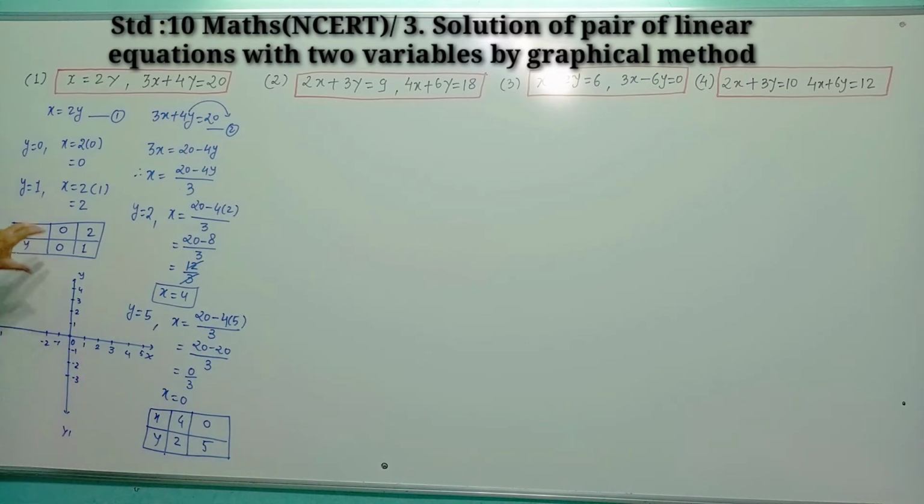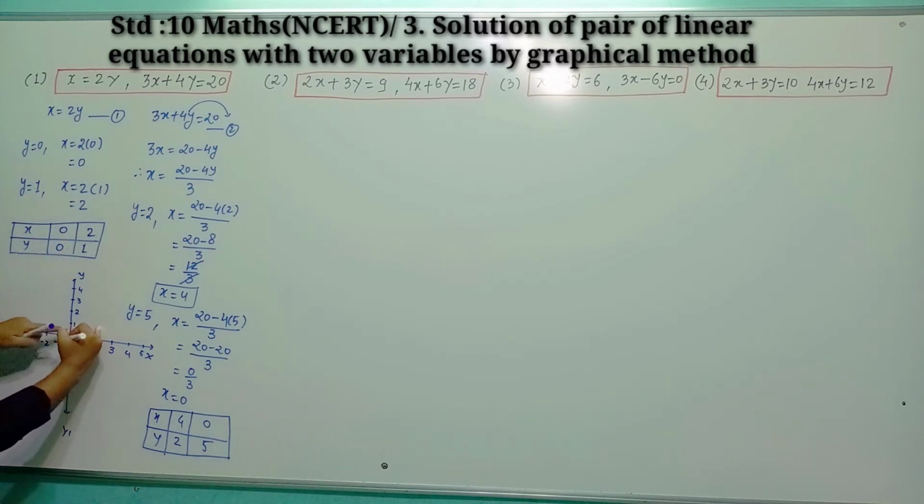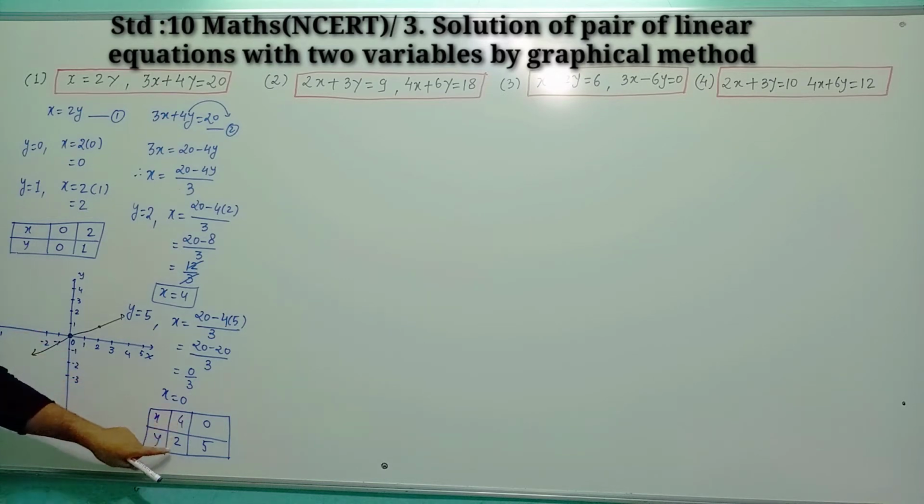Okay, students. We will plot these lines on the graph. x is equal to 2y. The respective solutions are 0 and 0. So x is 0 and y is 0. So the point will be at the origin. This is 0 and 0. Then 2 and 1. x is 2 and y is 1. So it might be like here. x is 2 and y is 1. Ready, students? Now you can draw the straight line. This is the line of x is equal to 2y.